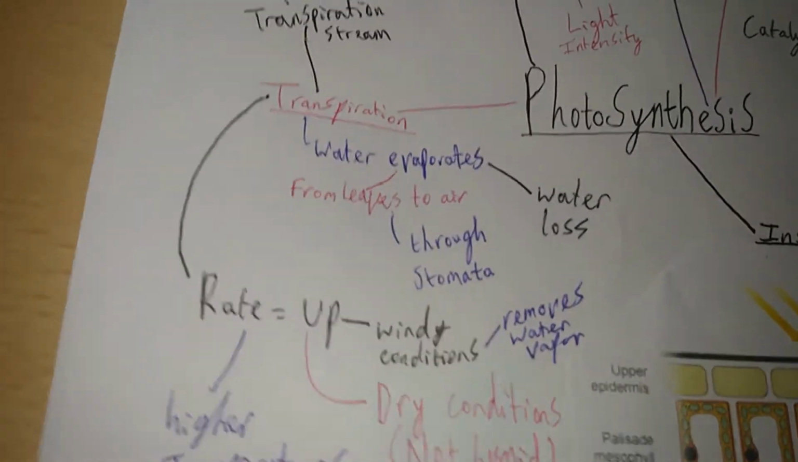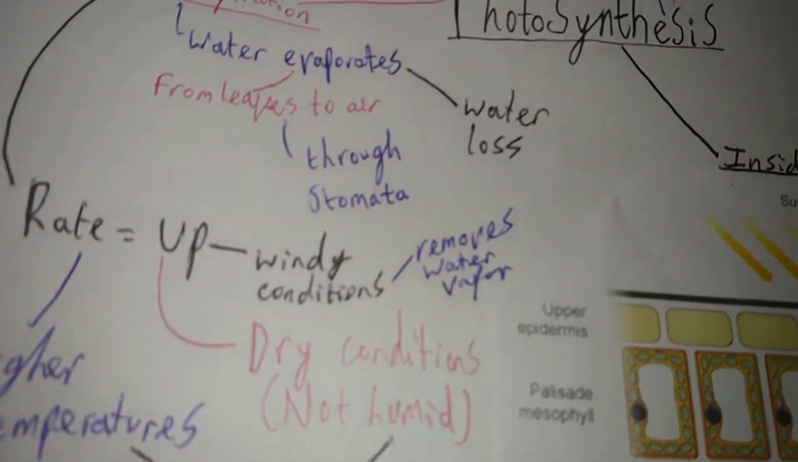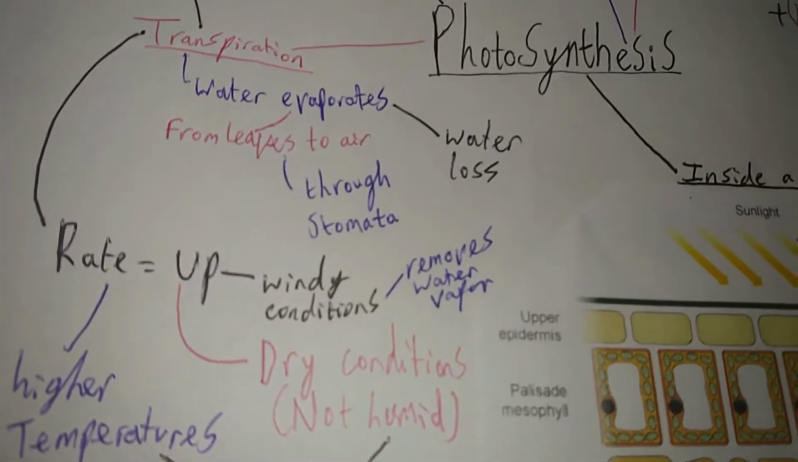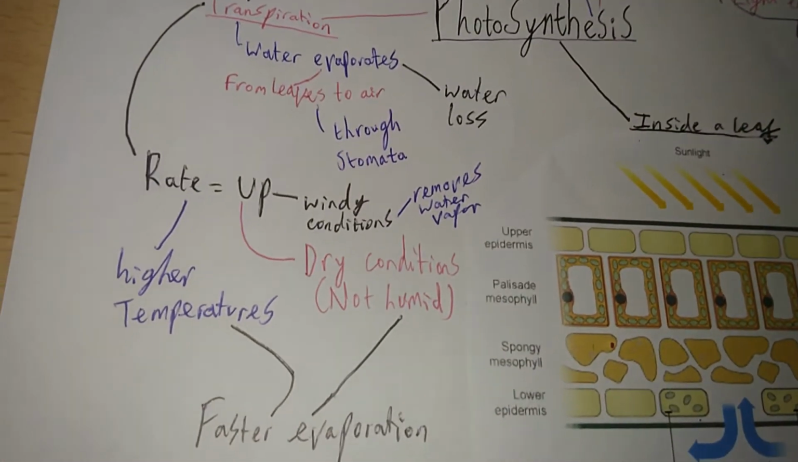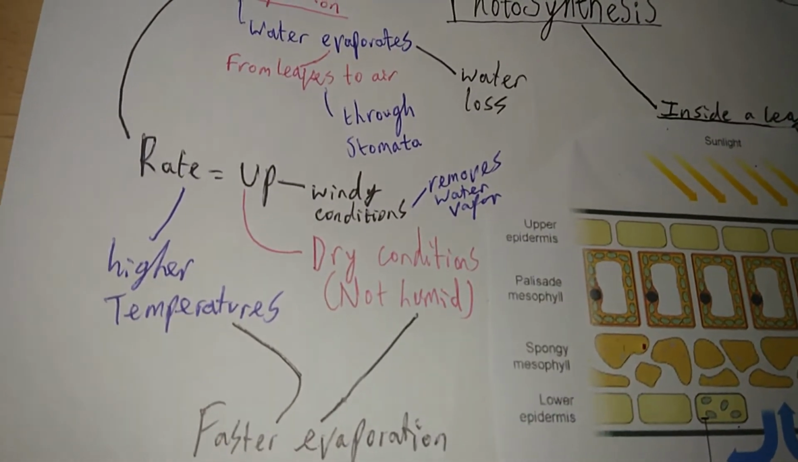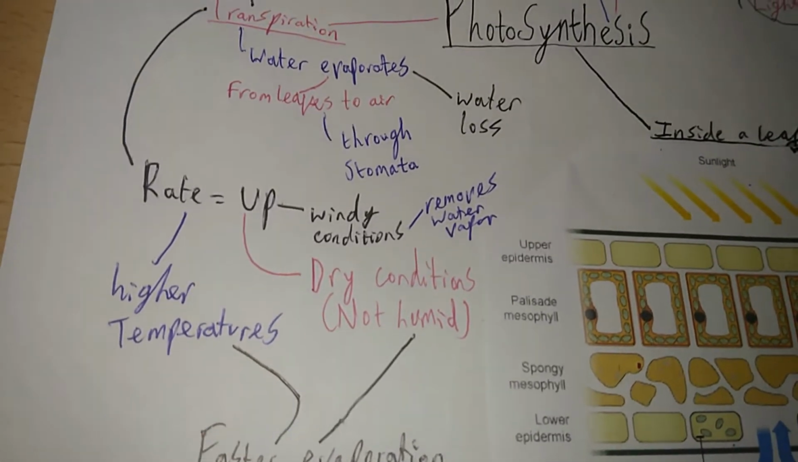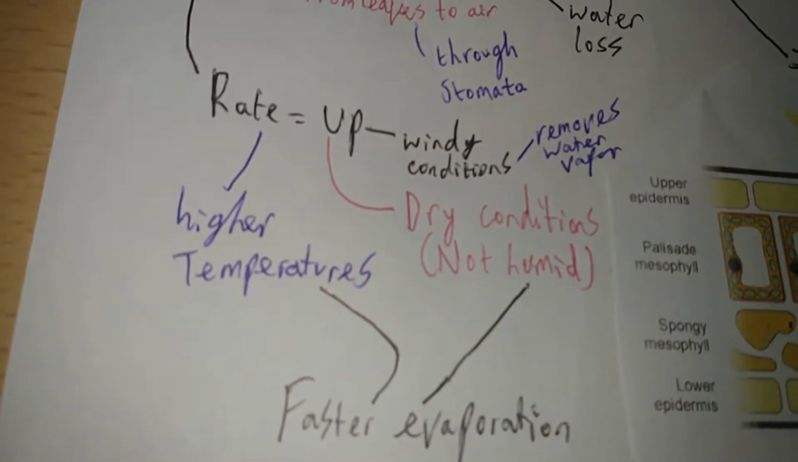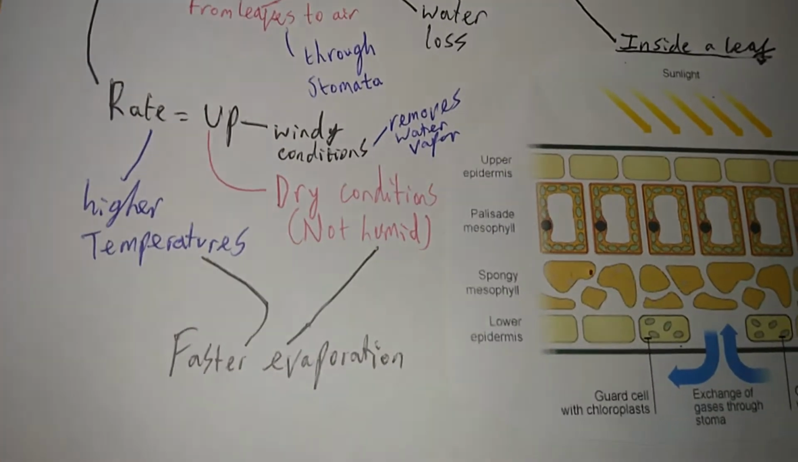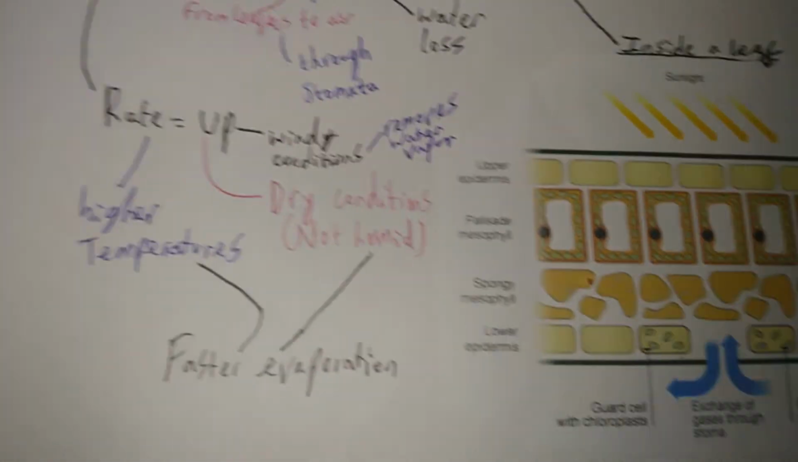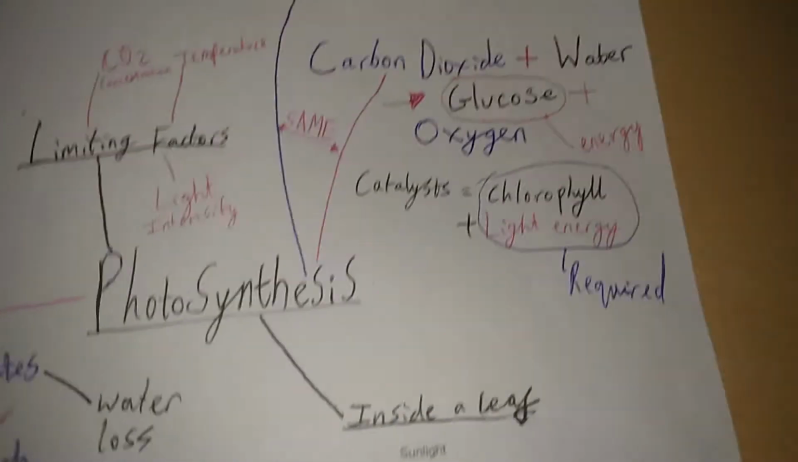Now, where are we here? The rate of transpiration sometimes gets put up. So in windy conditions, it removes water vapor. In dry conditions, it's not humid. And in not humid conditions, at higher temperatures, it causes faster evaporation. And that's not what we want, because if a plant loses all its water, it can't perform photosynthesis later.